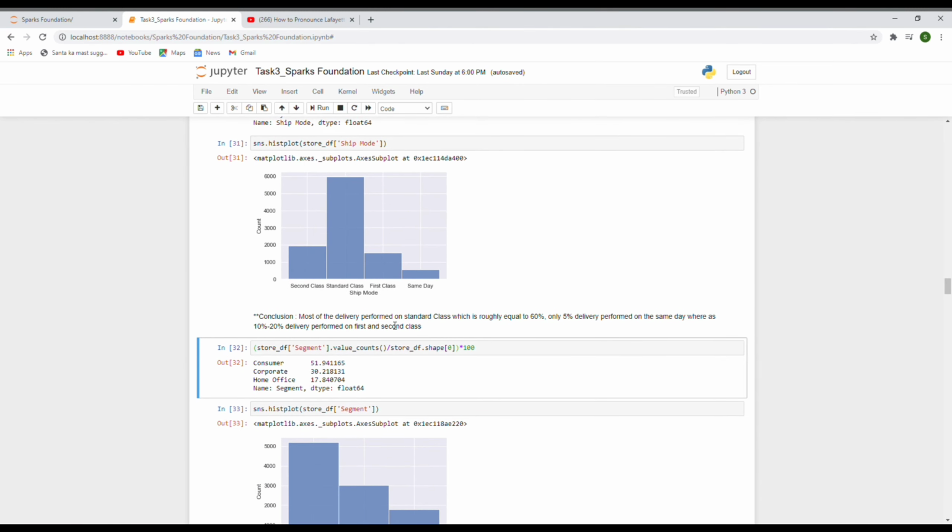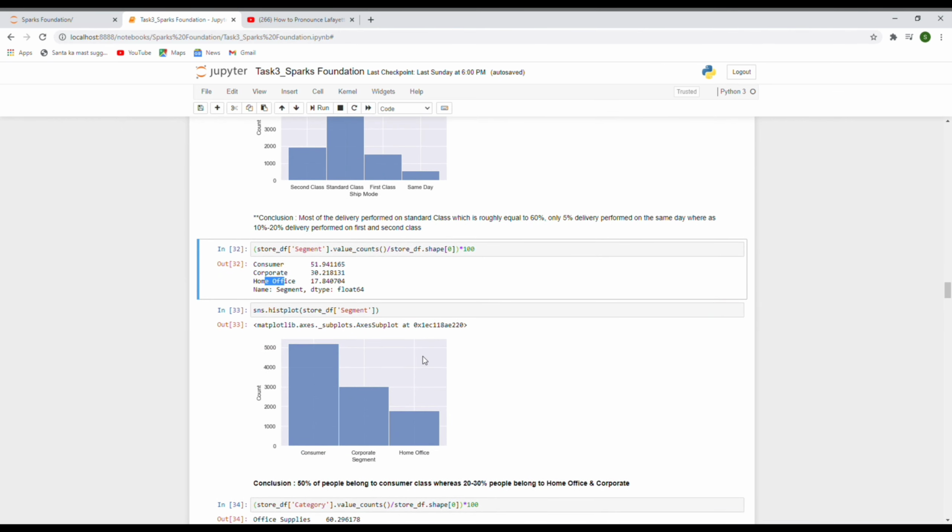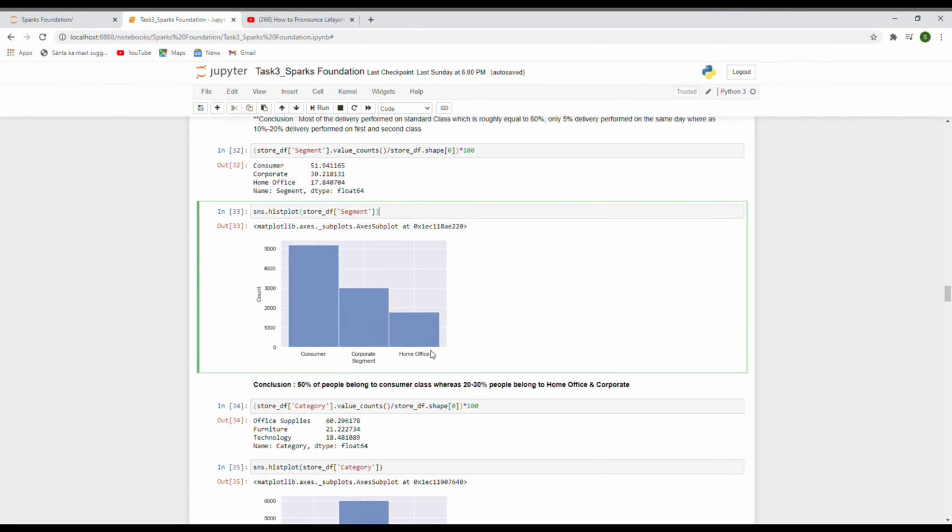So now we have determined the segment. We have three segments, that is consumer, corporate, and home office. While using the percentage method, we can easily observe that 50% of the people belong to the consumer class, whereas 20 to 30% belong to home office and corporate. We have observed this by using histplot also.